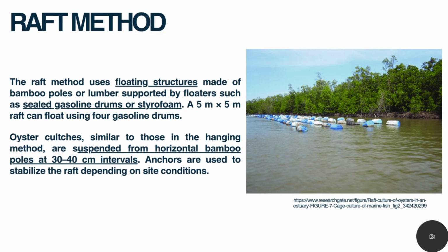The raft method makes use of floating structures constructed from bamboo poles or lumber supported by floaters such as sealed gasoline drums or styrofoam. Oyster couches, similar to those used in the hanging method, are suspended from the raft at regular intervals. Anchors are added to keep the raft stable depending on the conditions of the culture site.